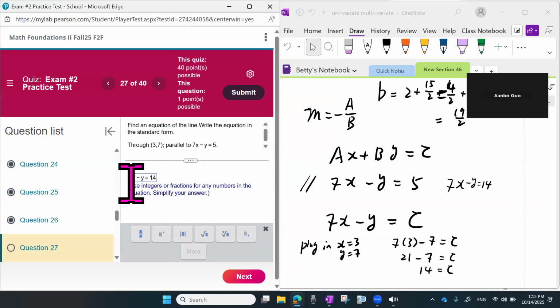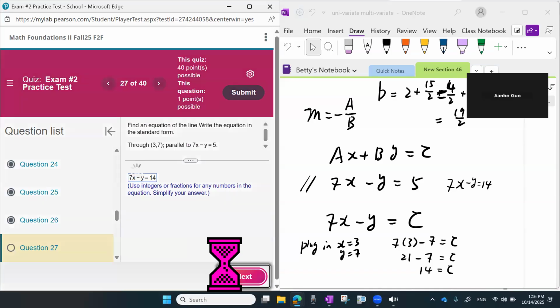For example, you can plug in 3 and 7, right? When x is 3, 7 times 3 is 21, minus 7 is 14. So it satisfies the first condition, passing through (3, 7). And since the left side of the standard form is the same as the given equation, that means the slopes of the two equations are identical.